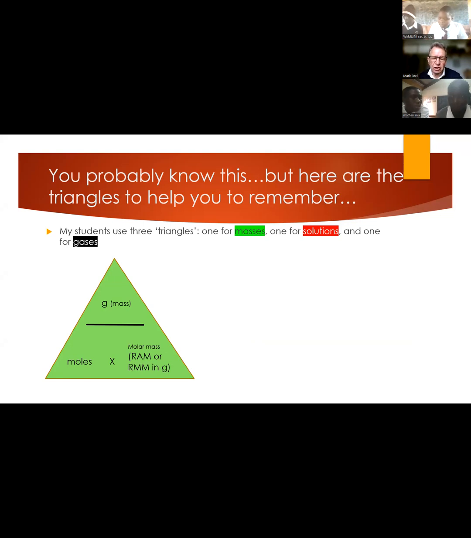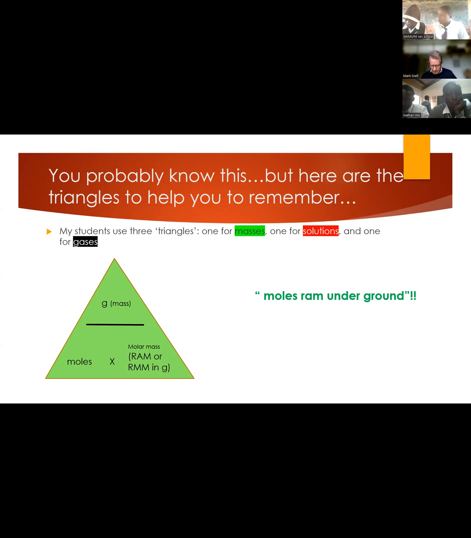To use this triangle, I just cover up what I want. So if I want the number of moles, I cover up the moles, and it's equal to grams over the molar mass. Fairly straightforward, simple.